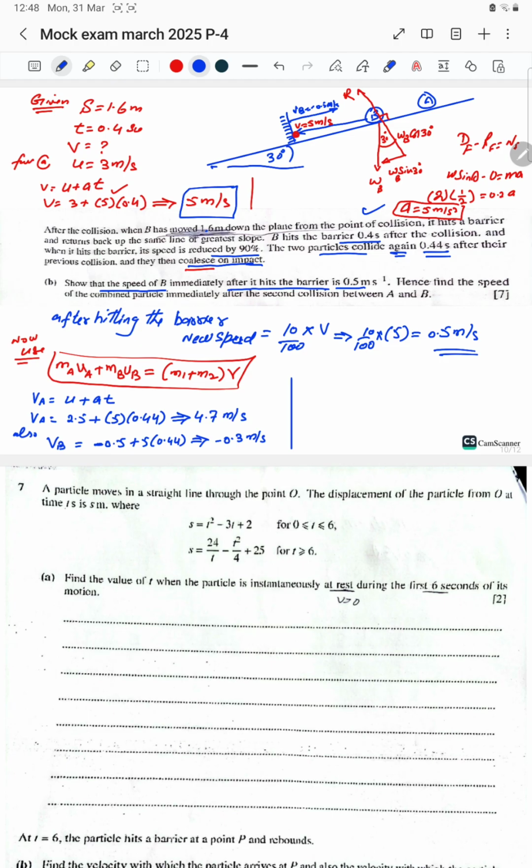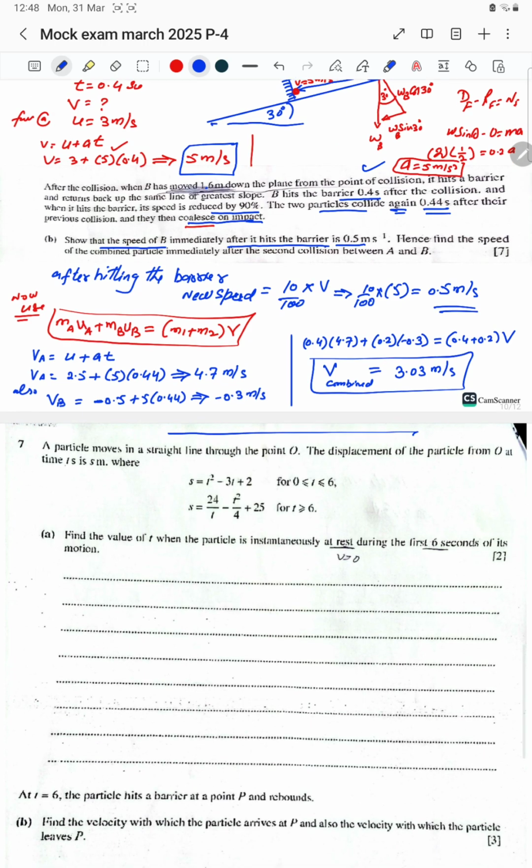Right. So now apply this rule here. M1 is 0.4 times VA, that is 4.7, plus M2, which is 0.2, times minus 0.3, is equal to the sum of their masses, 0.4 plus 0.2, times the combined velocity, which we have to find. So in the calculator we can simplify this to get V combined, which will be 3.03 meter per second. That is the final answer. I hope it is clear.